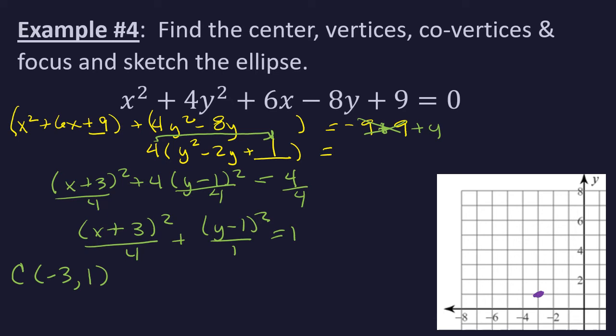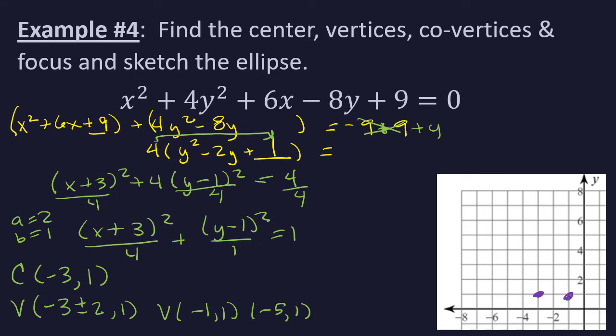Then my vertices, I am going to take and add a. So a is 2 and b is 1. So I'm going to take -3, because it's on my horizontal axis, and I'm going to add and subtract my a value, which is 2. So this means that my vertices are at -3 plus 2, which is (-1, 1), and -3 minus 2, which is at (-5, 1). So I'm going to go ahead and plot my vertices. My vertices are at (-1, 1) and (-5, 1).